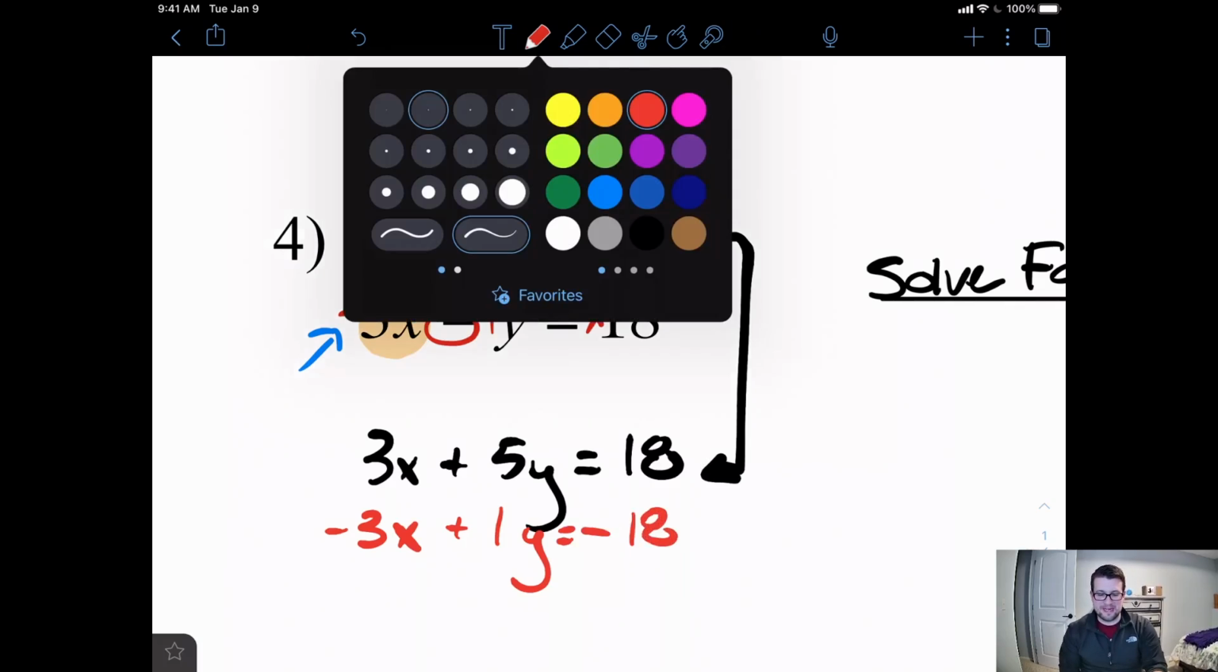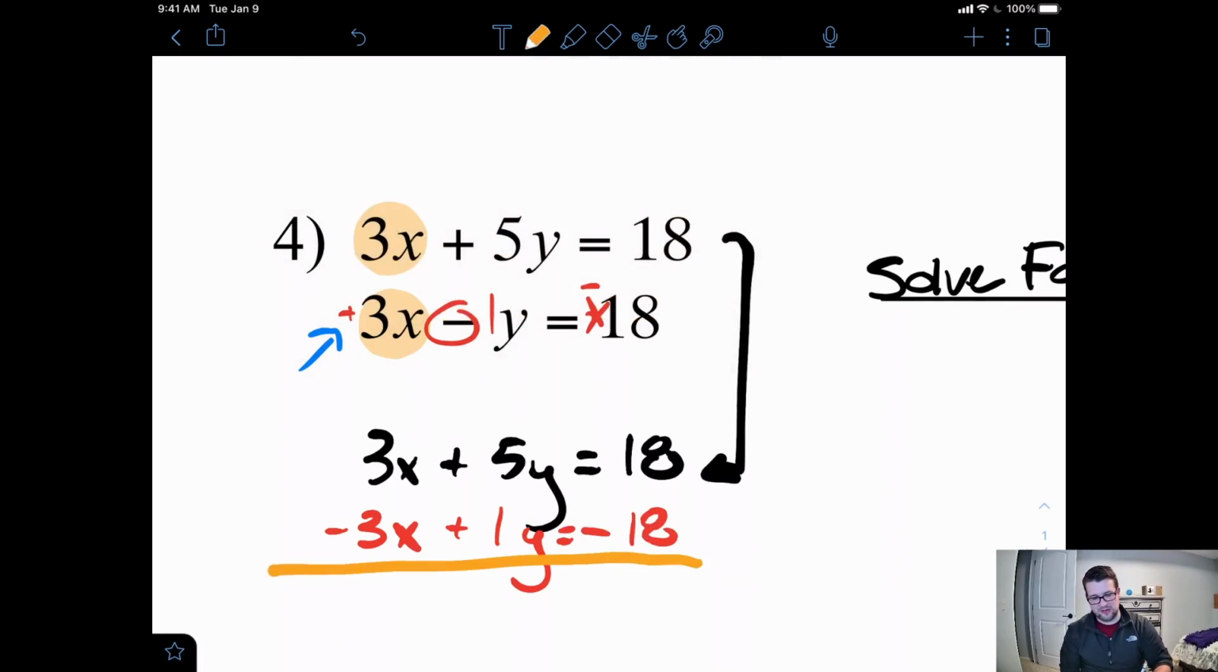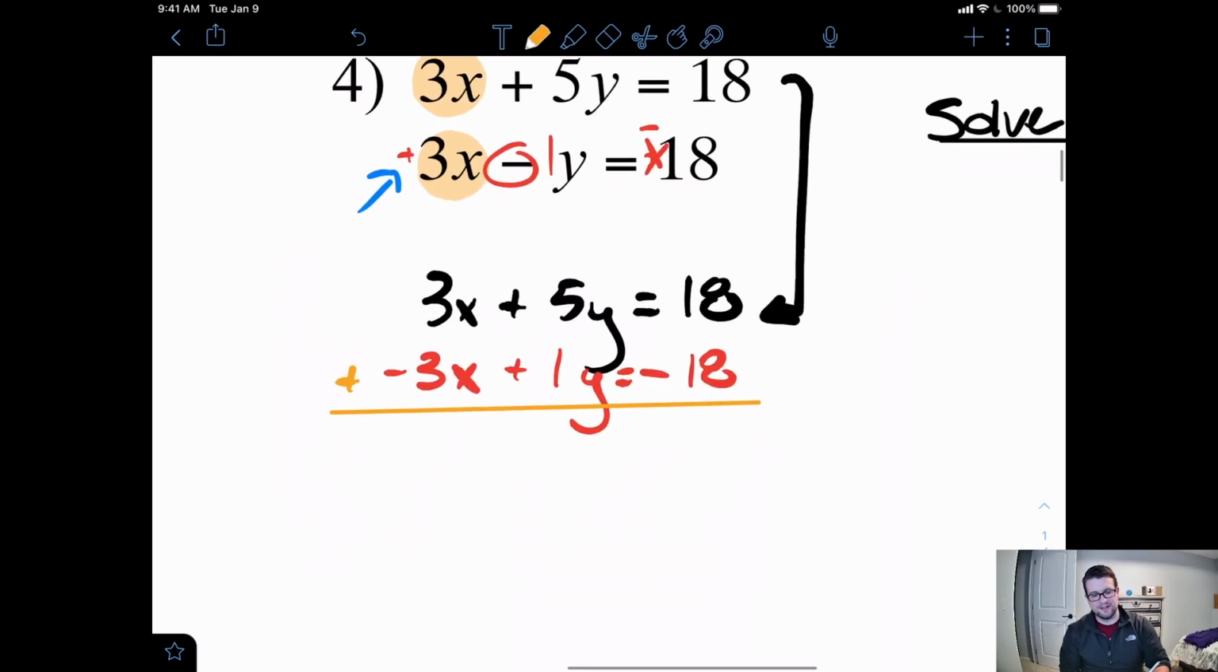Now, once you've made it so they're going to cancel out, then you're allowed to come over here and add. So your x's go away. 5y plus 1y, that's going to give me 6y. And positive 18 plus a negative 18 is 0.